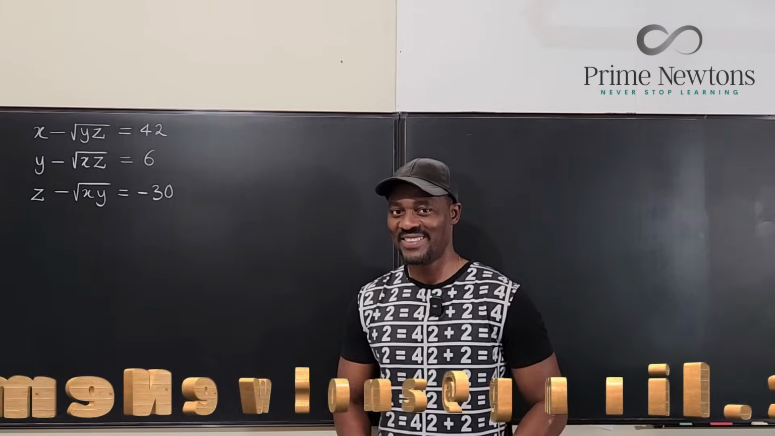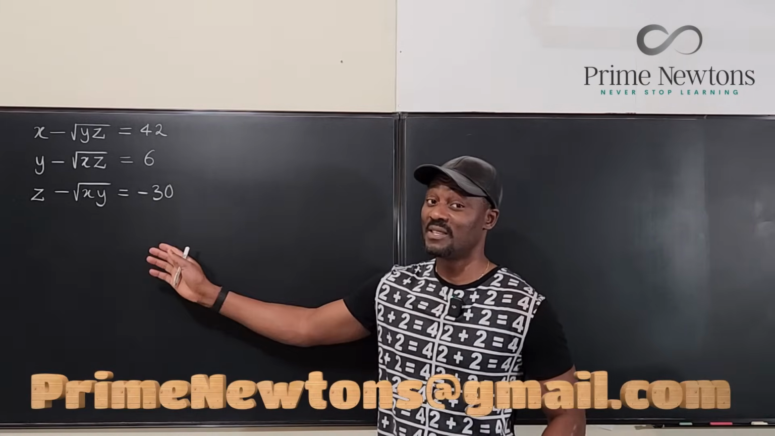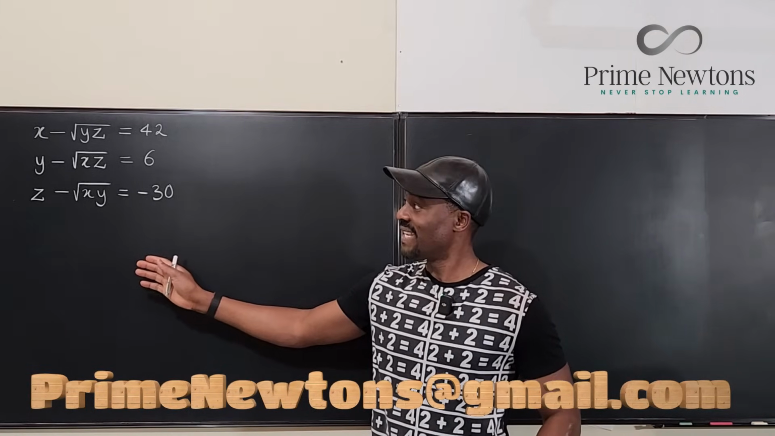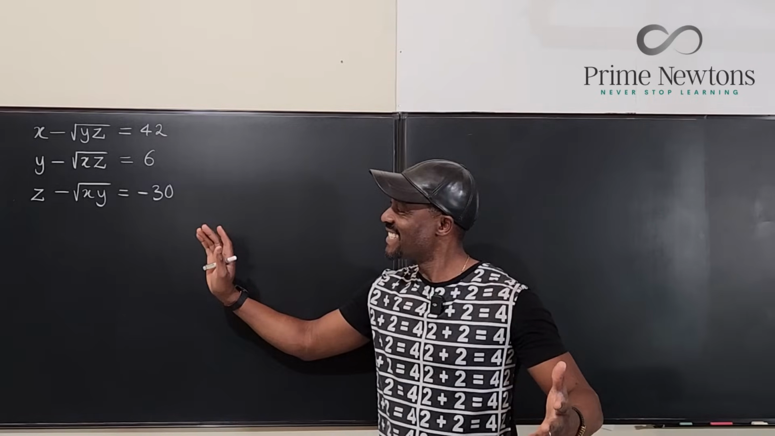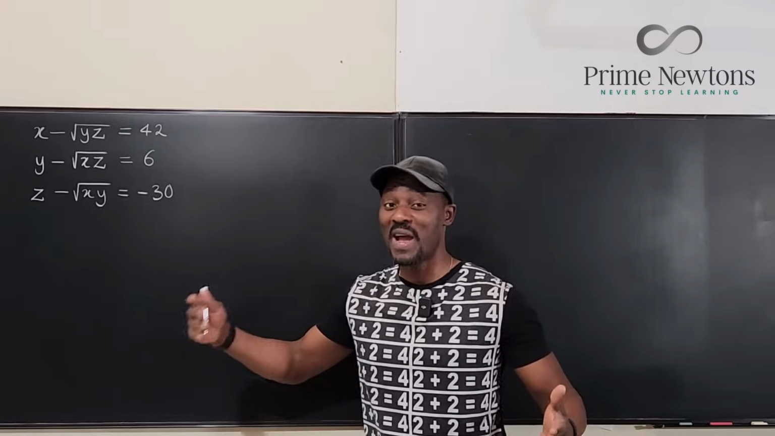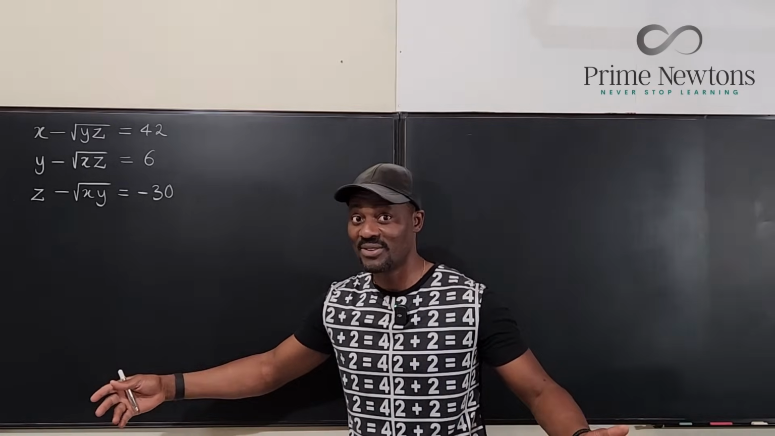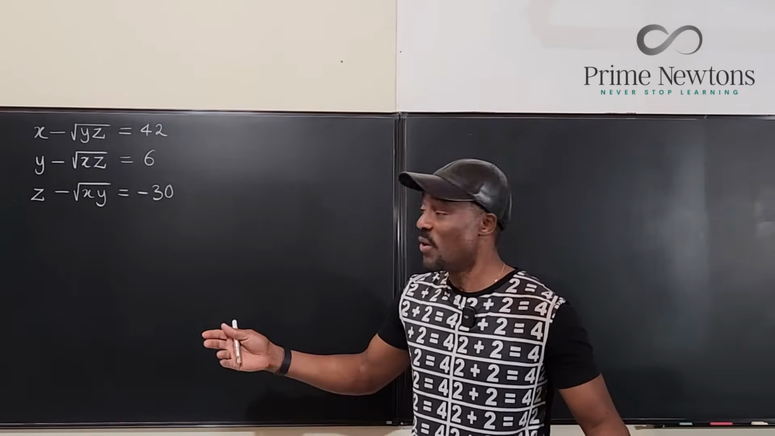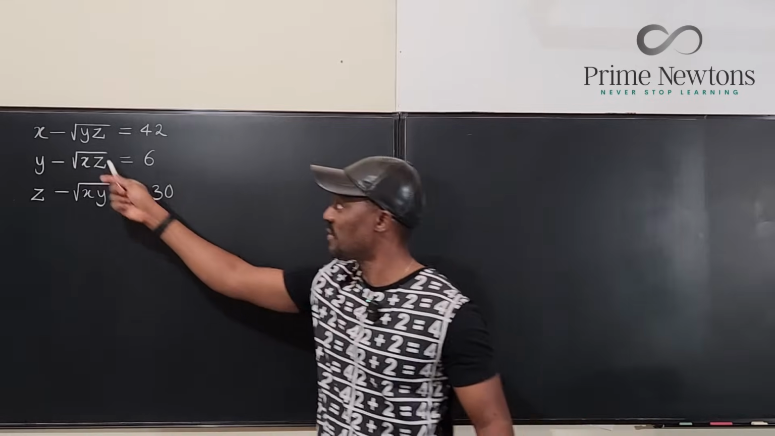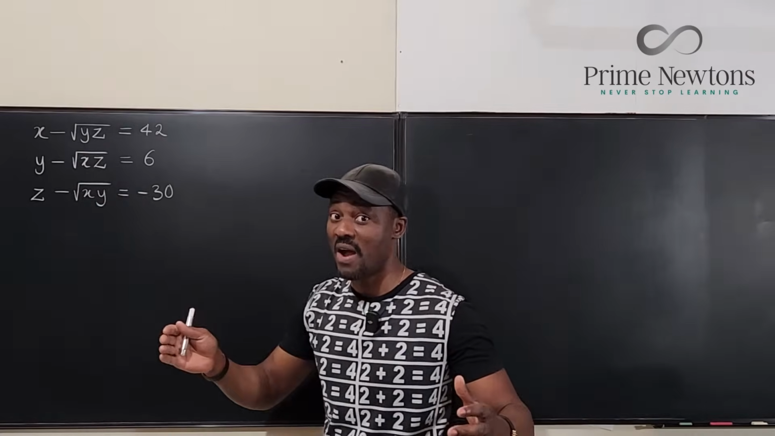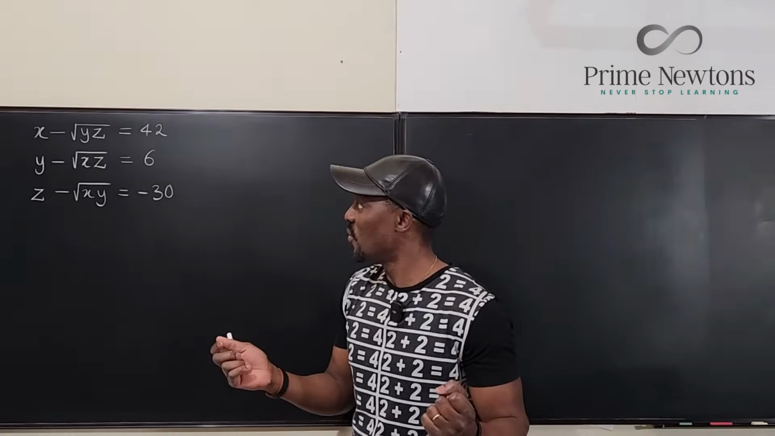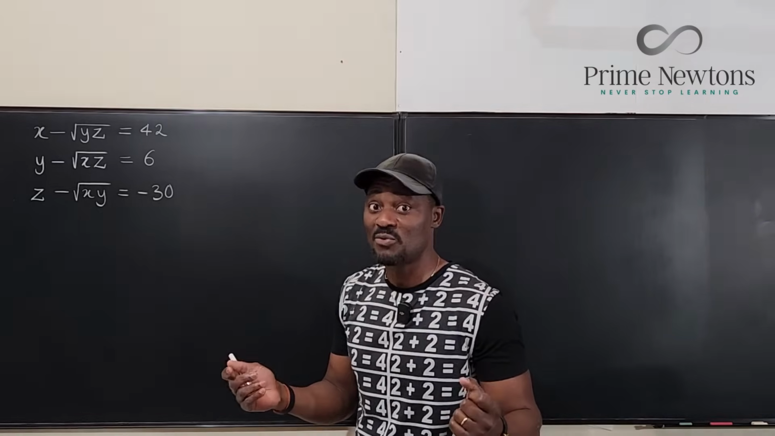Welcome to another video. Let's solve this system of equations together. It's a system of equations that involves radicals and non-radicals. So we don't even know if y times z will be a perfect square so that our answer coming out is going to be an integer. We don't know if we're going to end up with radicals.